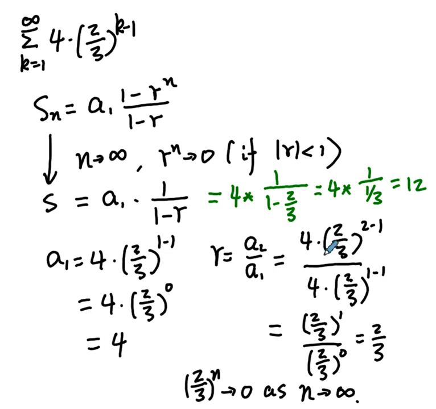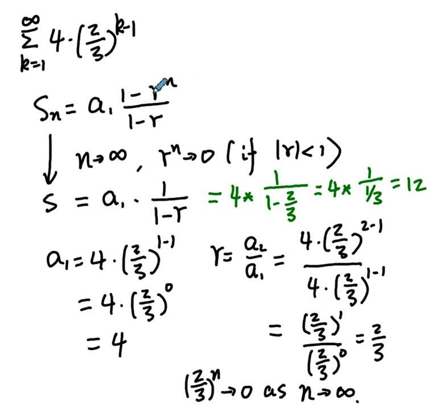Then what we have will be 4 times 2/3 to the 2 minus 1, which gives us 1. Again, 1 minus 1 for a1 then gives us 0. 4 and 4 are cancelled. So we have a denominator that is 2/3 to the 0 again. Any number to the 0 is 1. And 2/3 to the first power is just 2/3. Okay, so we have r is 2/3.